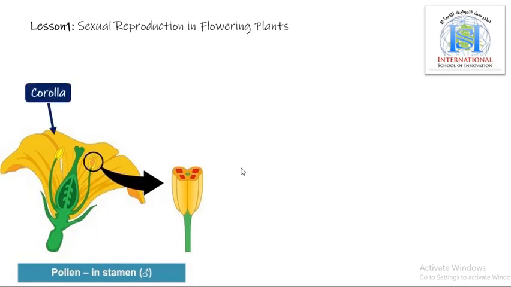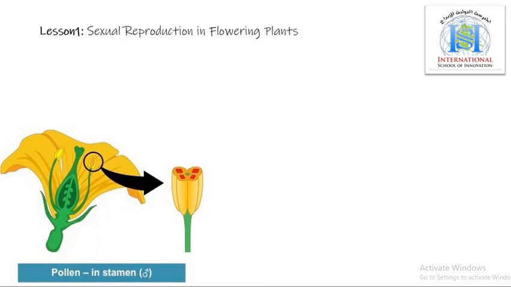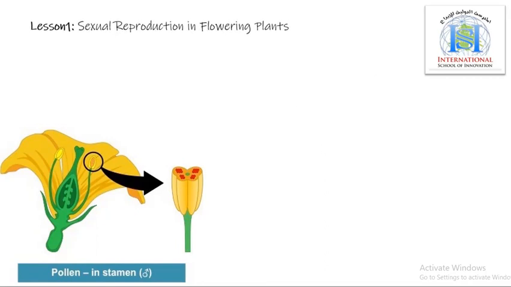The reproduction in flowering plants is considered as sexual since both male parts and female parts are engaged. A flower shows different parts, starting from the corolla. The corolla is the group of petals that attract pollinators by the bright colors and the beautiful smells. Pollinators play an important role in the sexual reproduction process of flowering plants.